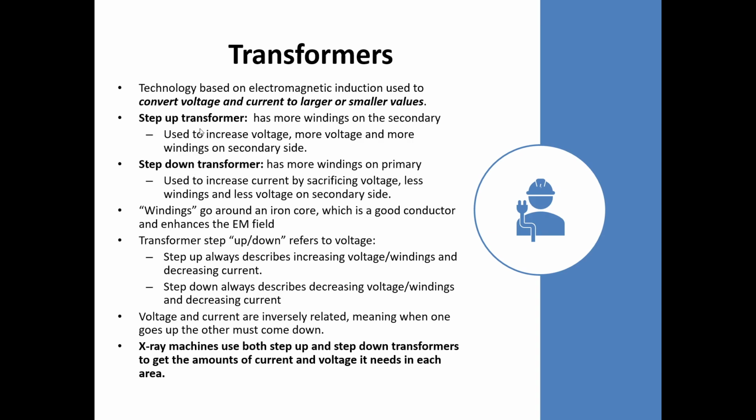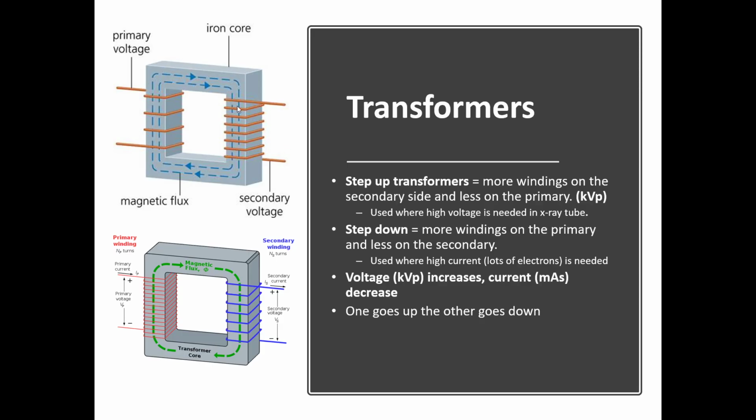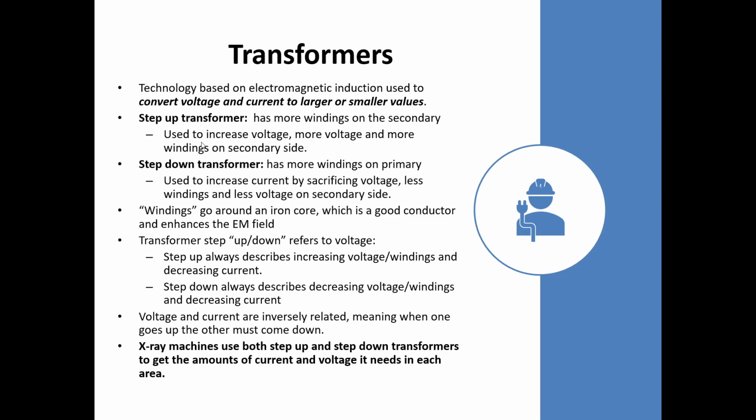What a step up transformer does is it has more windings on the secondary than the primary. We'll talk about that here in a second. We use a step up transformer to increase voltage. So that's where we have our 220 volts coming into the wall. We throw it through a step up transformer, and that gives us much more voltage, kilovoltage, on the secondary side.